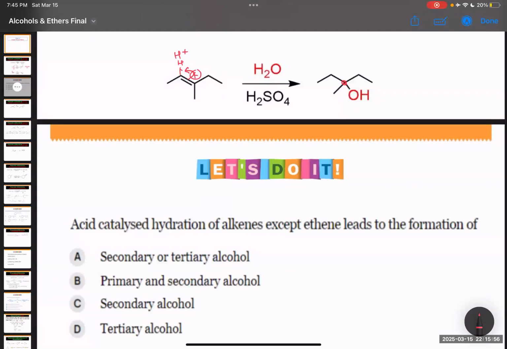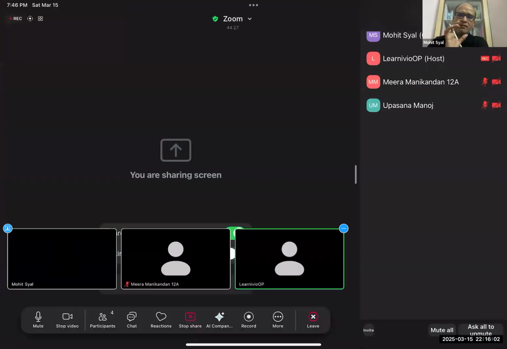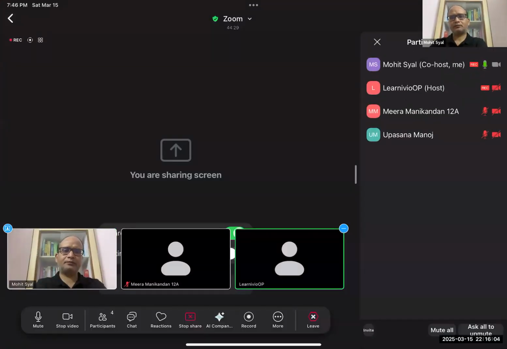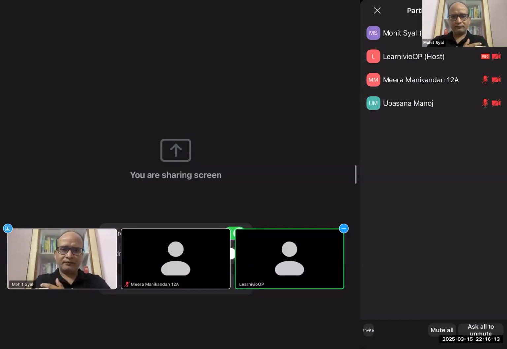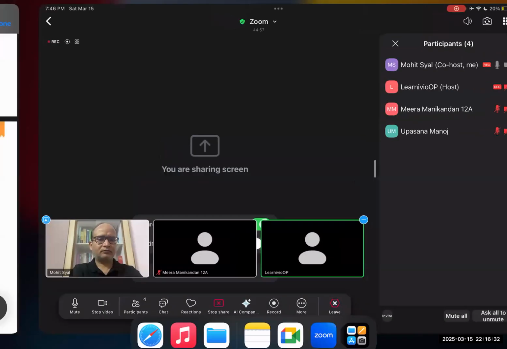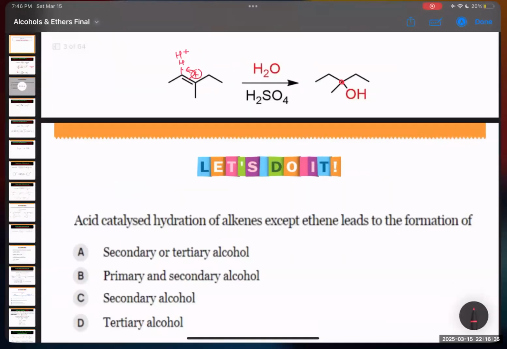Okay. So I should generalize the statement. Instead of saying that H plus should attach itself to the carbon atom bearing more hydrogens, I should generalize the statement by saying that H plus is going to join itself to the doubly bonded carbon atom such that a more stable carbocation is formed. A reaction such that a reaction proceeds to more stable carbocation. Okay, that is the underlying reason.